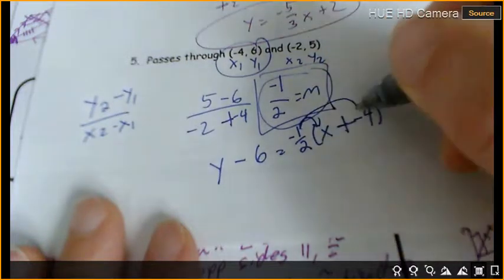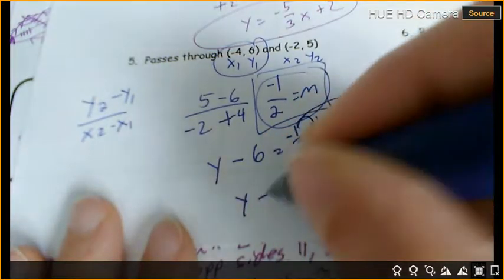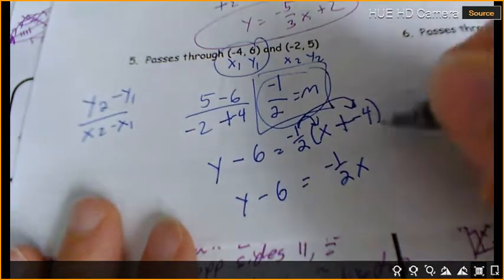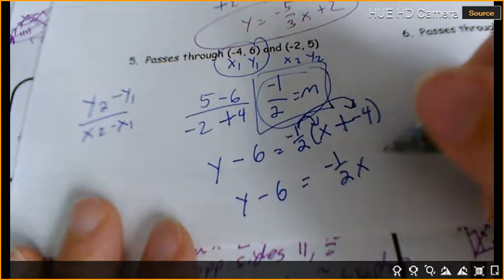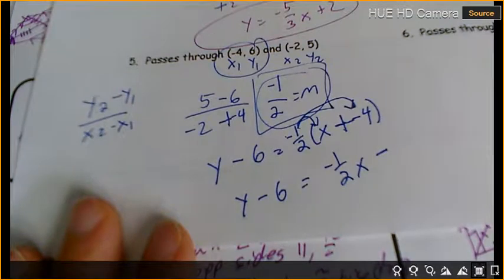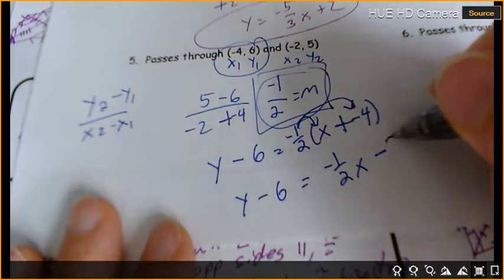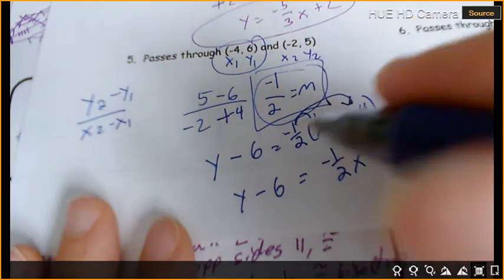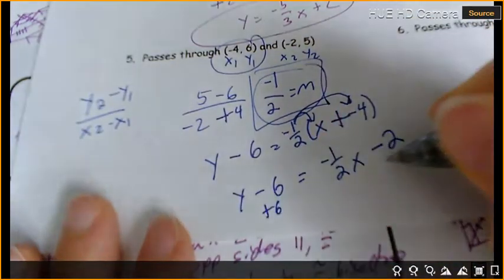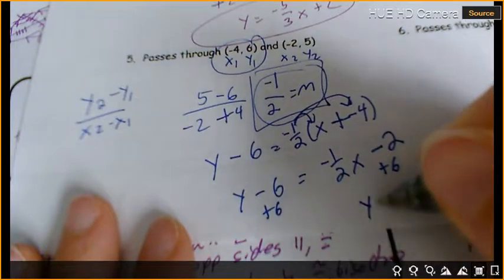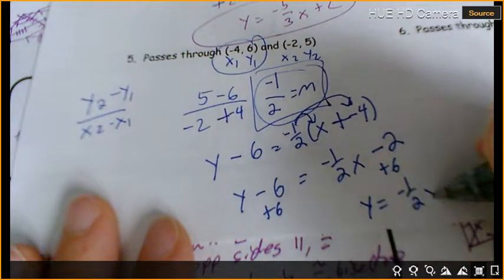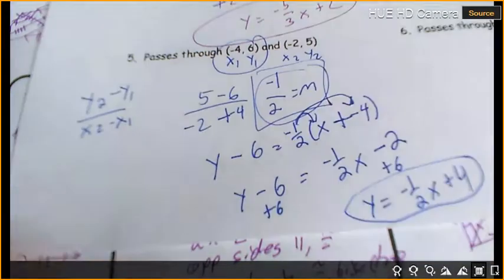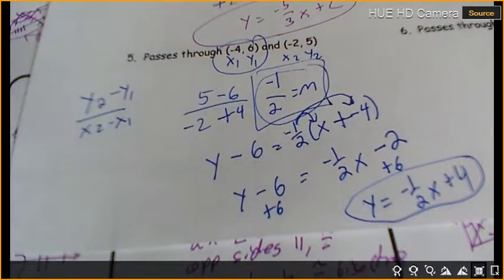Distribute, good. So I get y minus 6 equals negative 1/2 x. And a negative times a positive is a negative. What's half of 4? 2, good. And then what do I want to do next? Add that 6, yep. So y equals negative 1/2 x plus 4. Good. Why don't you guys try number 6 on your own, and then we'll do it together.